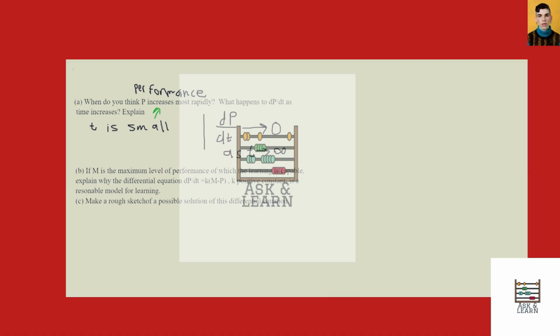And now, if we're told that M is some maximal level that anyone should be able to perform at, if we want to see if this differential equation actually does give a good representation for the learning model, you might want to first start by just solving for what P is. So let's go ahead and do that. The first thing I'm going to do is, you might look at this and notice that this is a separable equation.